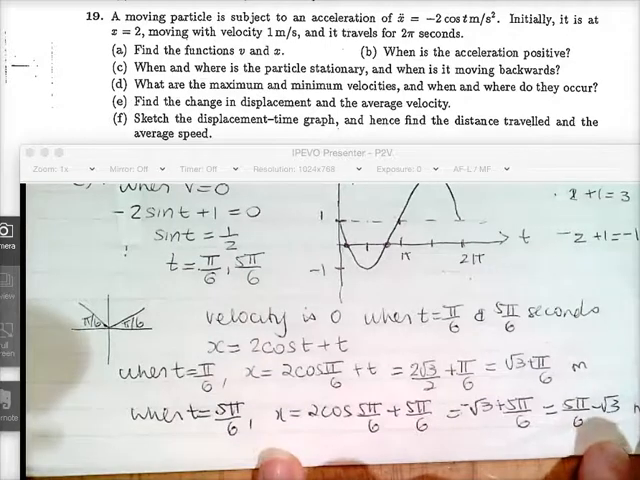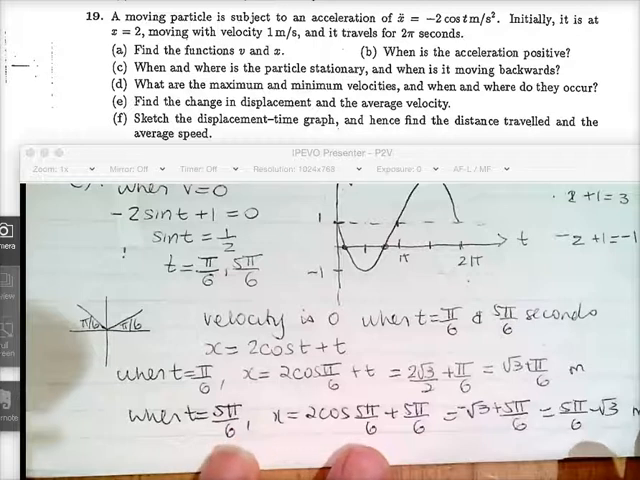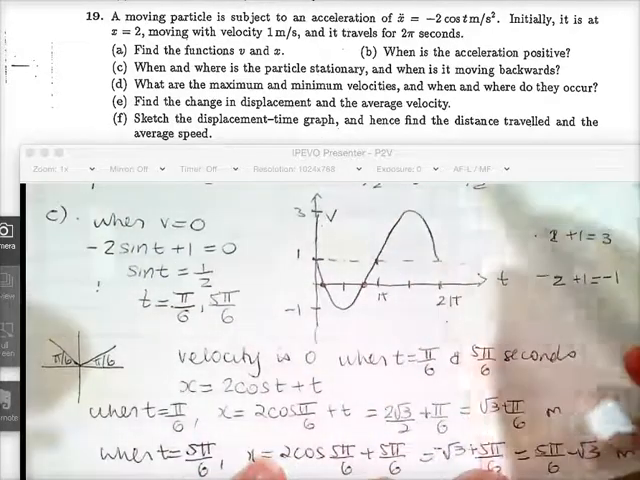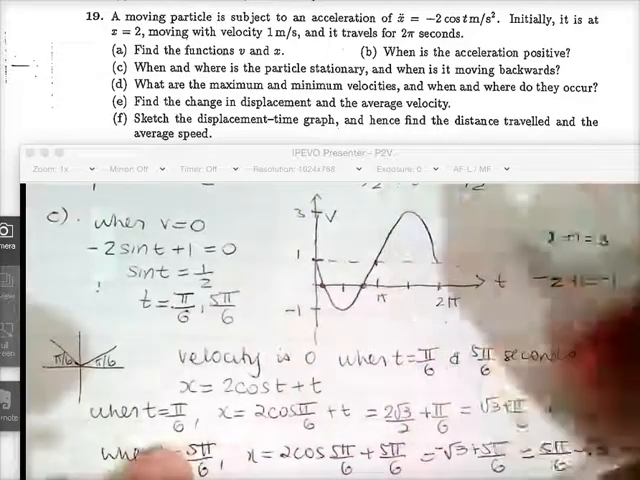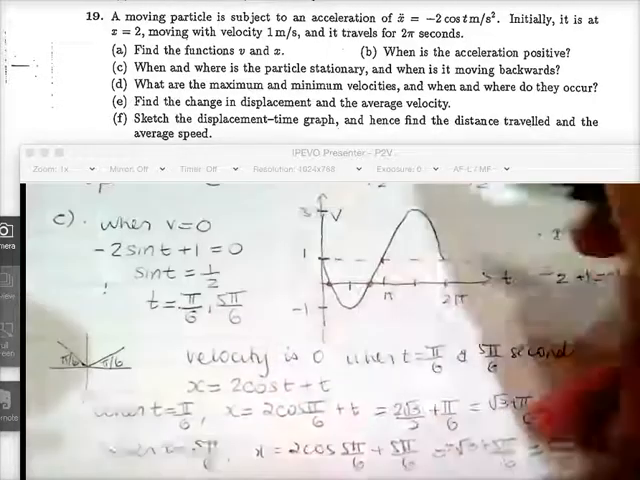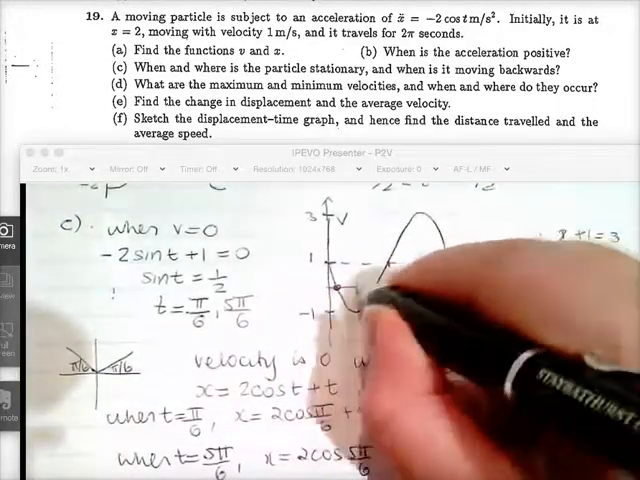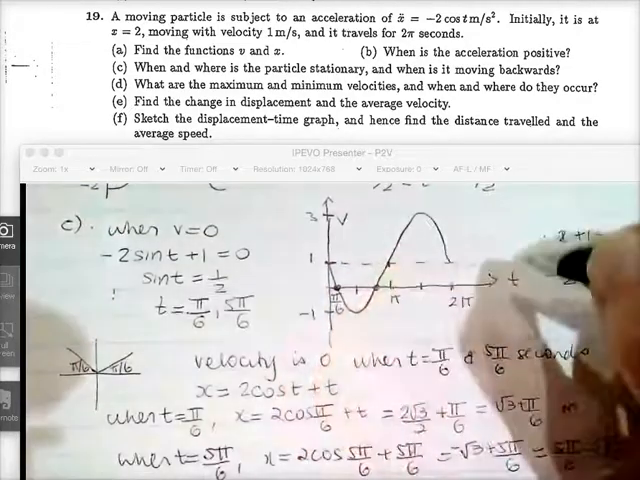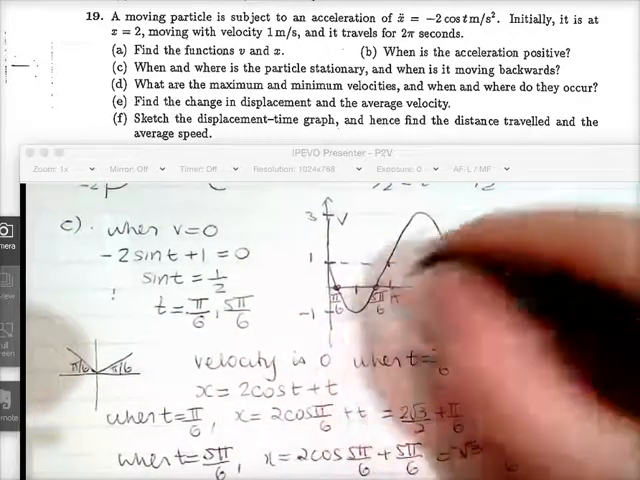And when is it moving backwards? So the particle will be moving backwards when velocity is negative. Now, if you look at your graph, you've got negative velocity. See here, when is velocity 0? We got those points. So this point on the graph here, we know that this is pi, that's pi on 2. We've just worked out that this is pi on 6 and this point here, that's the time, is 5 pi on 6.